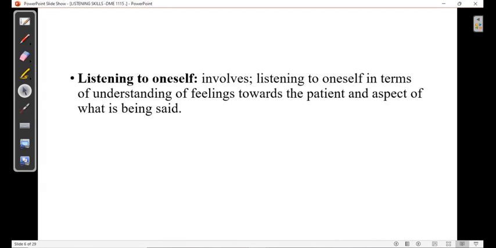So another thing that we need to do, at the level of basic listening, is you need also to listen to yourself. And this involves listening to oneself in terms of understanding feelings towards the patient and aspects of what is being said. So now you concentrate on yourself. Maybe someone is getting to narrate a story to you. Is that story getting to touch you? Also get to understand the feelings towards that person who is trying to narrate something to you. And also you need to understand and just get to apply them to yourself, or the aspects which are being said, if you are listening to a patient. So these are the levels of basic listening.